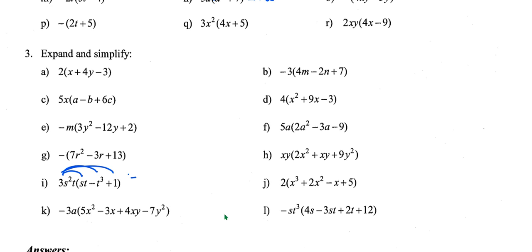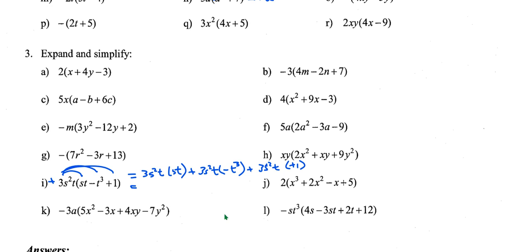So let me do this step by step. The first one is going to be 3s squared t times st. Then there's going to be plus 3s squared t times negative t cubed. And then there's plus 3s squared t times positive 1. Notice they're all pluses because this 3s squared t is a positive term. So when we're using the terms, we always have to include the sign.